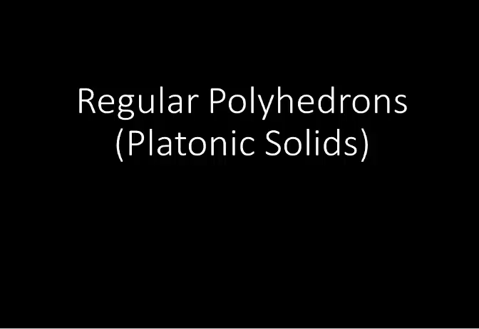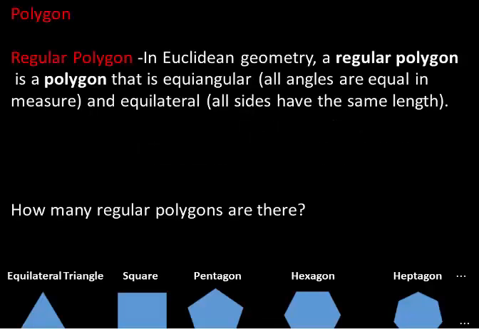We'll now learn about some three-dimensional solids called regular polyhedrons or platonic solids. It's section 4.3 in the text. First of all, we need some vocabulary that I'm sure you have heard before.